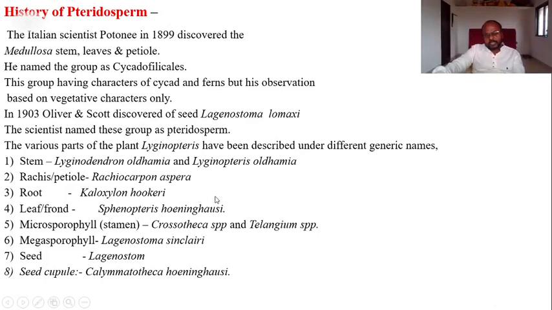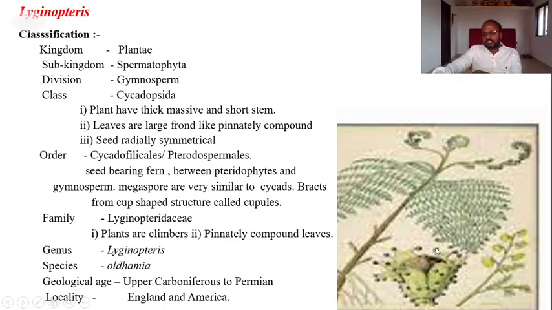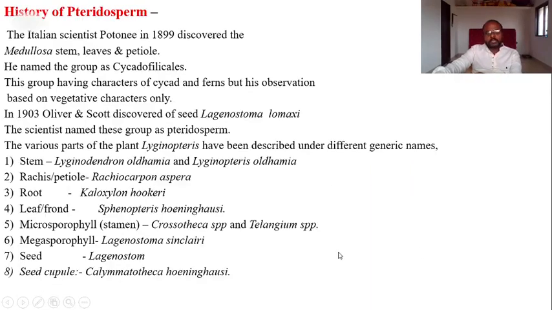This Lyginopteris plant has organogenera, and therefore each and every part of the plant has a separate generic name. Here these are the generic names. The stem of the Lyginopteris is called Lyginodendron oldhamium or Lyginopteris oldhamia. The rachis or petiole of this plant is called Rachiopteris aspera. The root is called Kaloxylon hookeri. The leaf is called Sphenopteris.